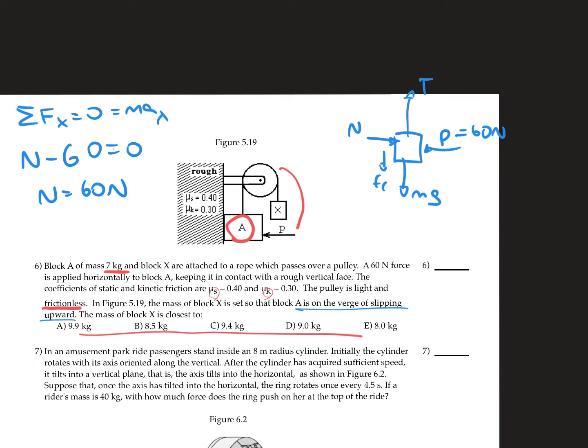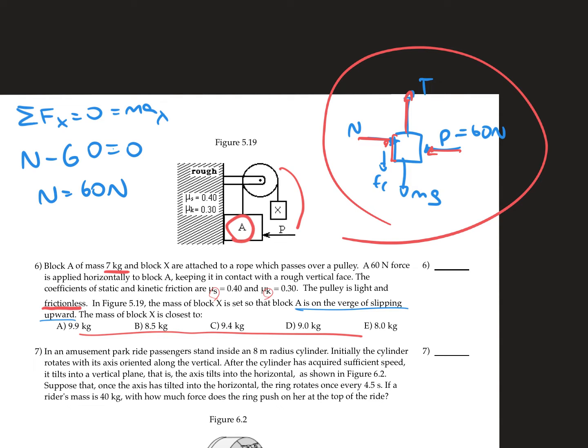So the first thing we do is draw the situation, and we have the box right here. The box has a tension going upwards and a normal force going from the left to the right. Then we have another force going to the left, which is 60 newtons. And then we have the friction going downwards, and we also have the weight going down.